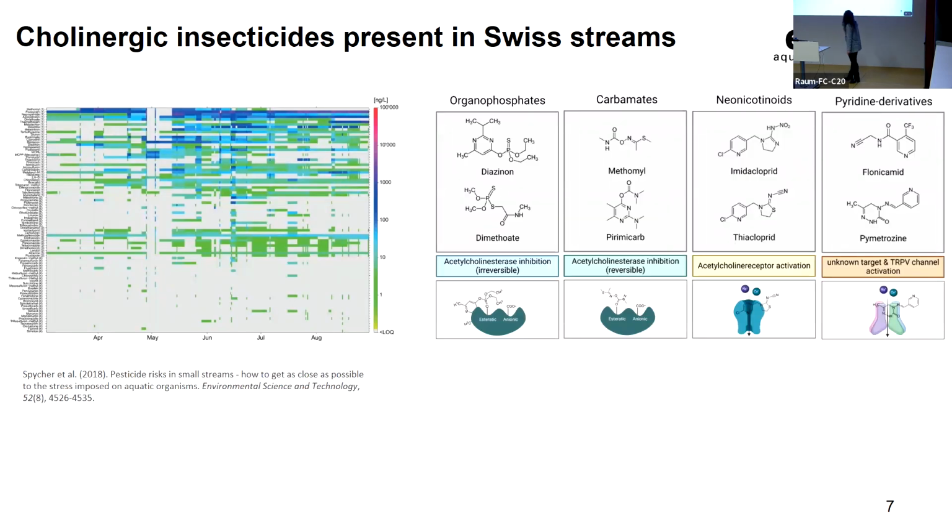2 carbamates, metamyl and pyrimicarb, and these all inhibit the enzyme acetylcholine esterase. We also selected 2 neonicotinoids, imidacloprid and thiacloprid, which activate a nicotinic acetylcholine receptor. And we also selected 2 pyridine-based insecticides for which the mode of action is not entirely known.